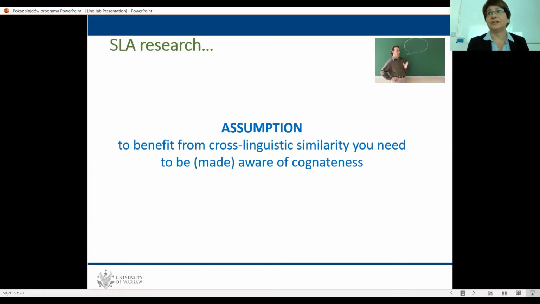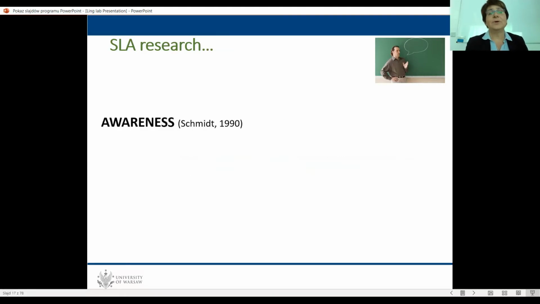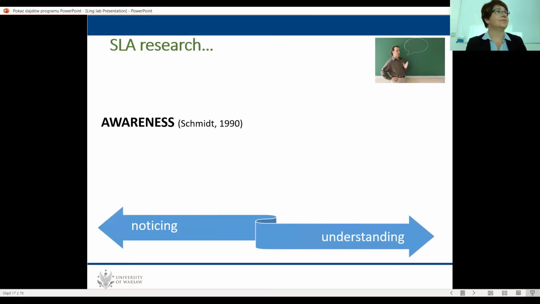Of cognateness, which is a far echo of Schmidt's noticing hypothesis, whereby the learner is supposed to notice the input that he or she is presented with. According to Schmidt, this awareness can be raised or present at the level of noticing and the level of understanding. The level of noticing is just the conscious registration of form. I register, I know this form exists, so I can benefit from it, because there is no learning when you are unconscious.